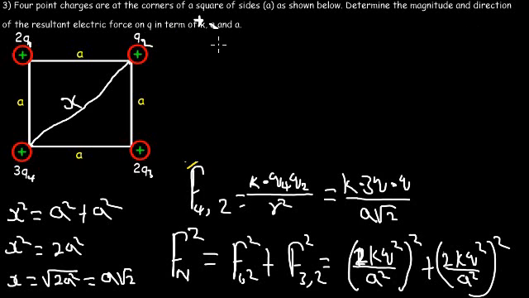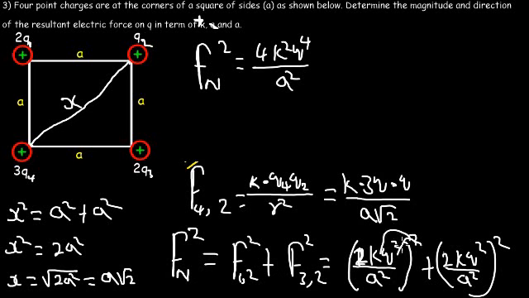Okay, now I can have the net force squared equal to f sub 1 comma 2. We got that to be this, so I'm just going to distribute the squares respectively. So that will be 4k squared q raised to the 4 divided by a raised to the 4. I'm just trying to distribute the square respectively, according to indices laws. So plus 4k squared q raised to the power 4, all divided by a raised to the power 4.